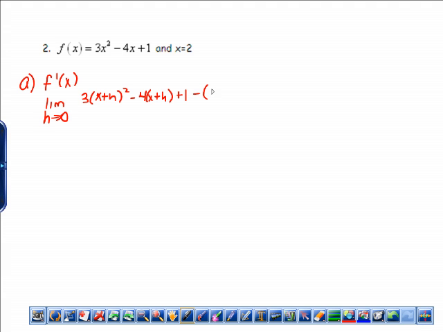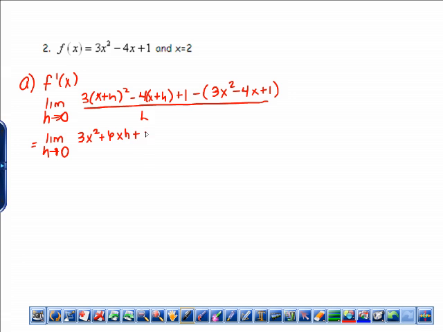Then we're going to subtract just f of x. And I'm using parentheses so that I make sure I subtract everything. And all of that over h. This is what you do every time. Now, if I were to do a direct substitution right now, I would get 0 over 0. So what I want to do instead is to work a little bit, simplify, factor, remove the discontinuity so that I can find this limit.